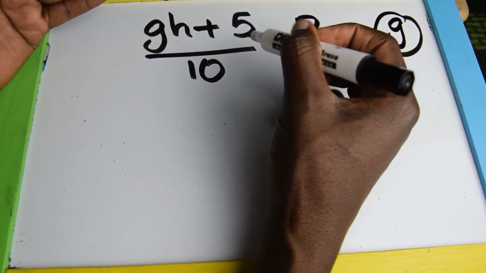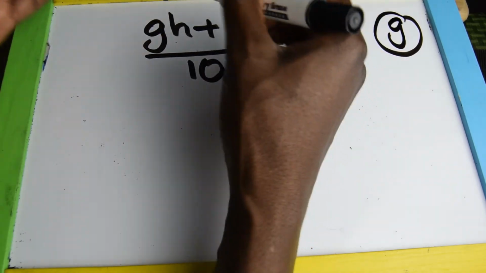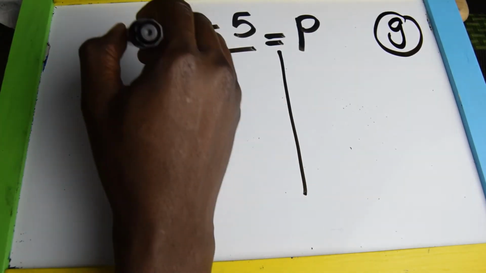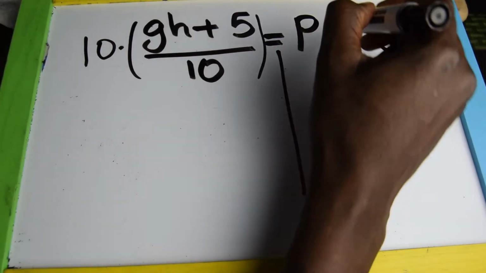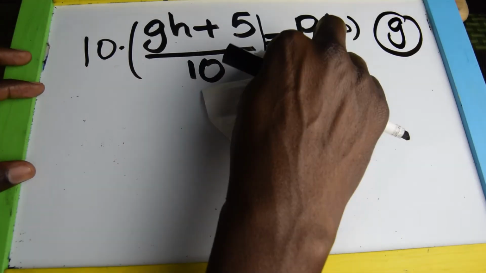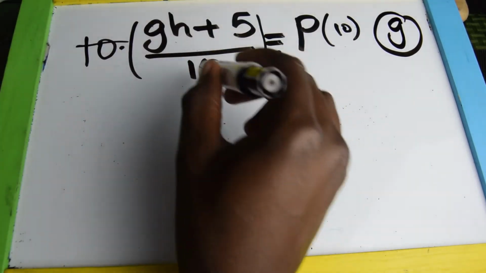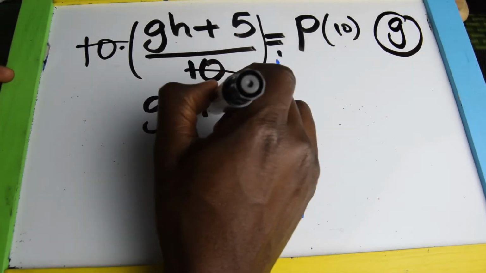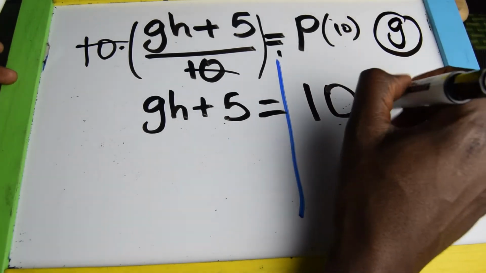I will start with the easiest. The easiest is this. All this is divided by 10. So I want to get rid of the 10 from this side and bring it to the other side. Because this is division, the opposite operation would be multiplying. So I multiply this side by 10 and I multiply this side by 10. If you multiply both sides by 10, this 10 cancels that 10. On this side you have GH plus 5 equal to 10P.